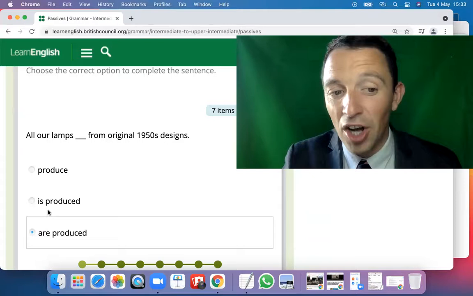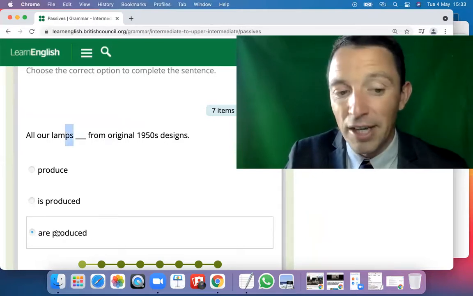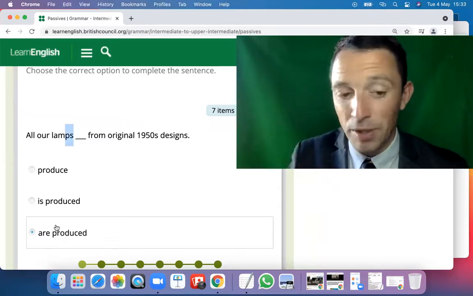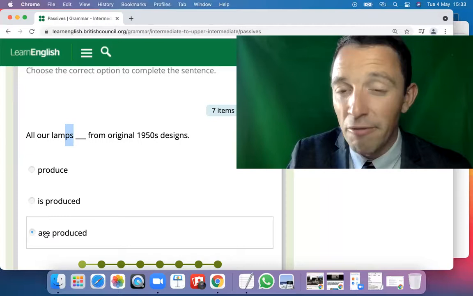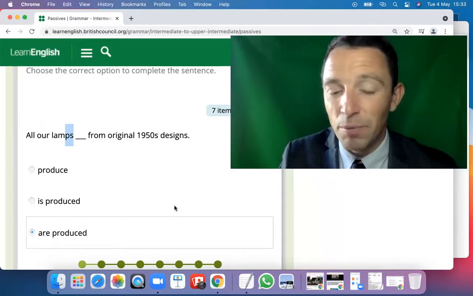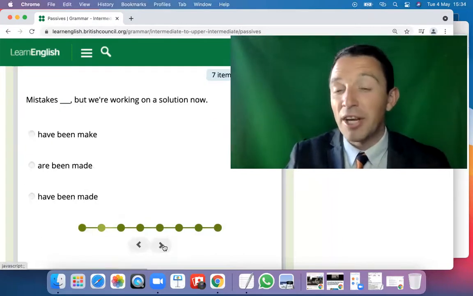So for me, because it's plural and it is the passive, the third option is appropriate, because we have the auxiliary verb to be plus the participle. Okay, so for me, I think the third option is the best. And we can do these very quickly, I suppose.